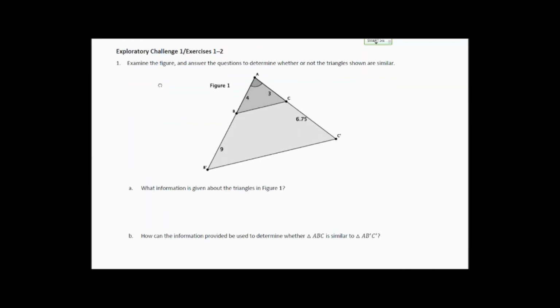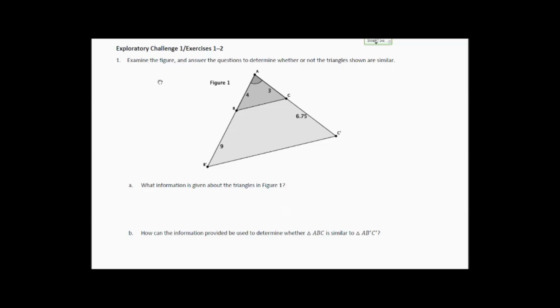We'll first do exploratory challenge 1, exercises 1 and 2. So examine the figure, and we'll notice that this length right here is 4, and this is angle A, and this length is 3. This length right here is 9 plus 4, or 13. I have the exact same angle by the reflexive property, and this length right here is 9.75. Okay, hopefully you can see this small triangle, which is in green, and the big triangle right here, which is kind of in blue.